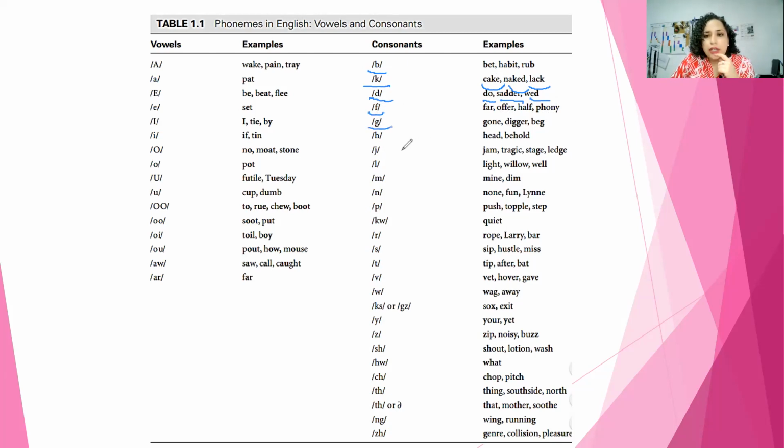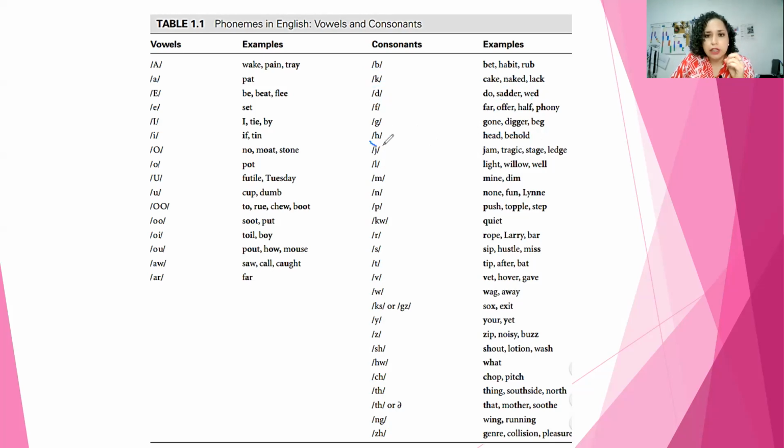The sound for G is actually G, but a softer G. Gone, digger, beg. Remember that because this is confusing for Spanish speakers, you have the tendency to say H. No, it doesn't sound H. No, it sounds G. Softer G. Gone, digger, bag.